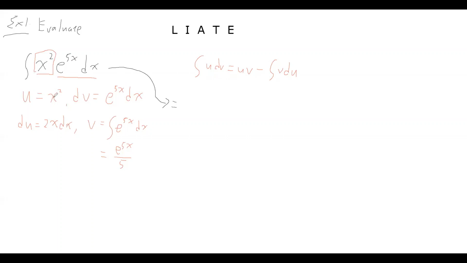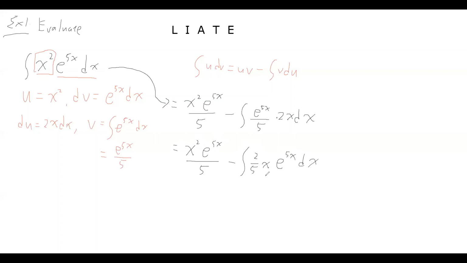So u, that's x squared, times v, that's e to the 5x over 5, minus the integral of v du, right? So v is this thing, e to the 5x over 5, multiplied by du, which is 2x dx. All right, so I'm gonna clean this up a little bit. x squared e to the 5x over 5 minus the integral of 2/5 x e to the 5x dx.